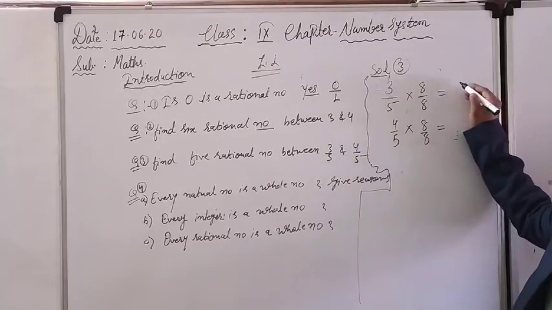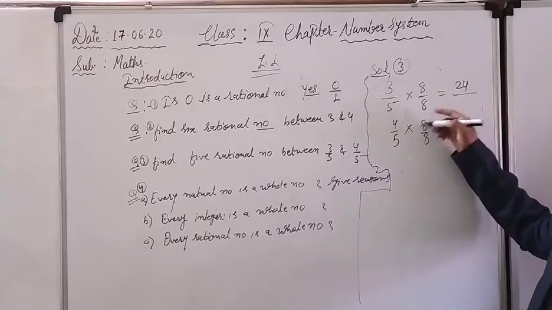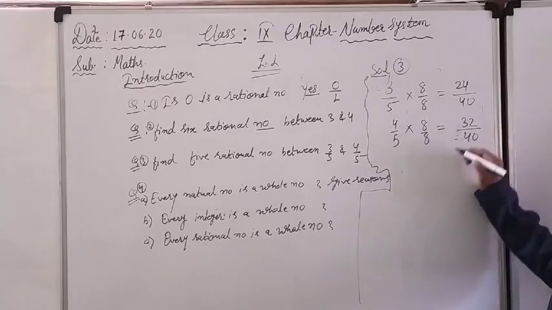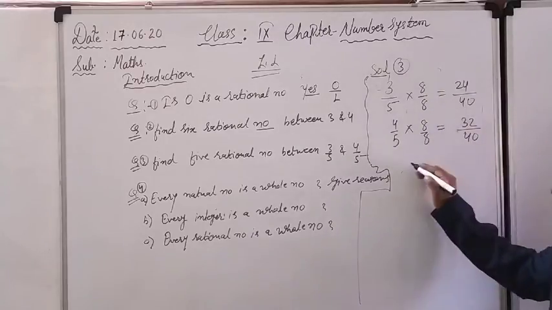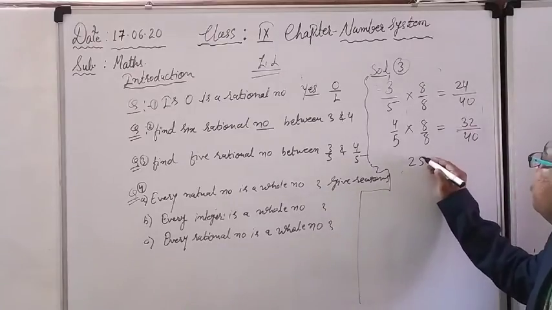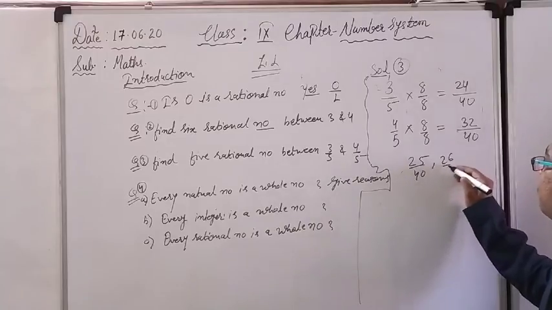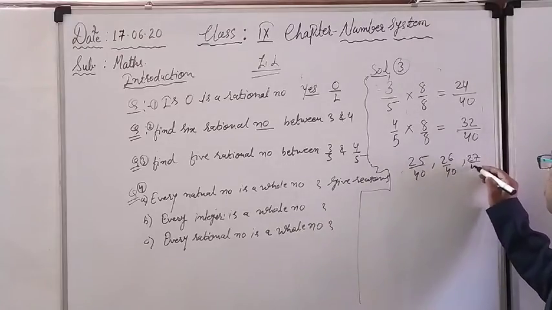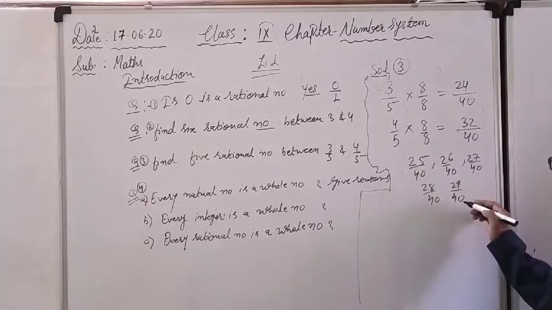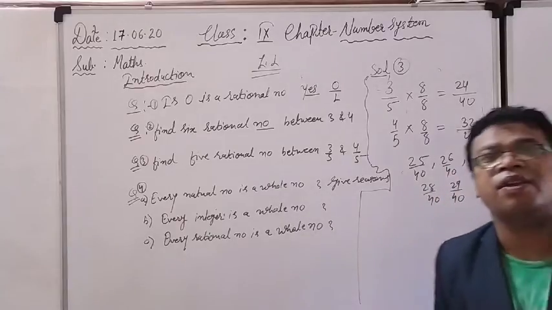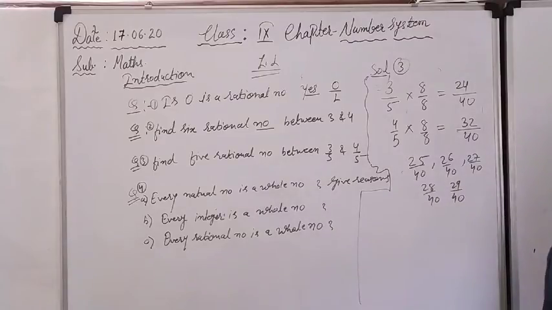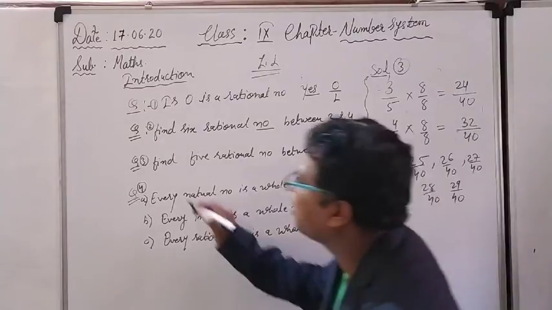So it is converted: 8 times 3 is 24 upon 8 times 5 is 40, and 8 times 4 is 32 upon 8 times 5 is 40. Now between 24 and 32 I have to find 5 rational numbers. It is a very easy task: 25 upon 40, 26 upon 40, 27 upon 40, 28 upon 40, 29 upon 40. So 1 2 3 4 5. It asked for 5, so I wrote 5. We can find some more also, 30 upon 40, 31 upon 40, no problem at all. So this way we can do it, and this also I have solved.